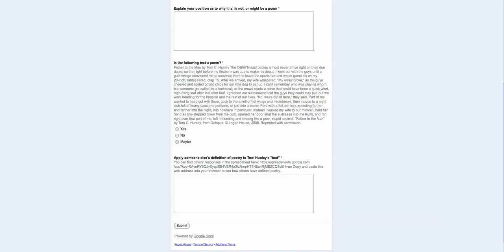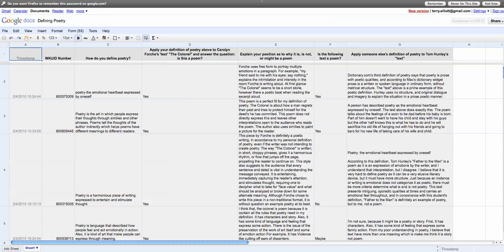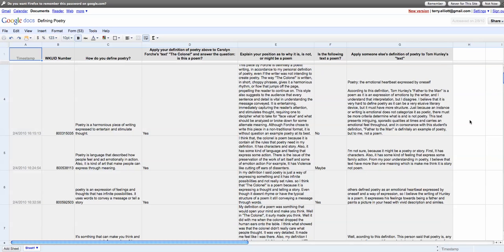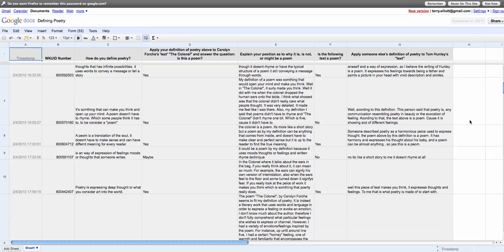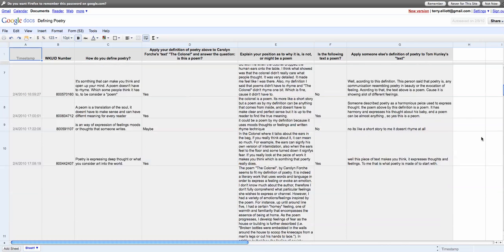the definition of poetry, which is here, and you'll see, in typical Google form fashion, all the questions are at the top of the page and the responses are down the left side of the page with their ID numbers here. And when I was done with this, I was able to send it to the poet, Tom Hundley, and get his responses as well.